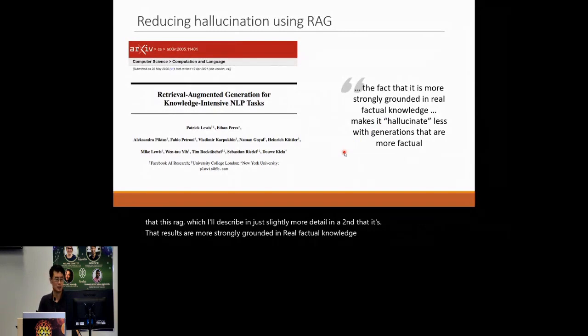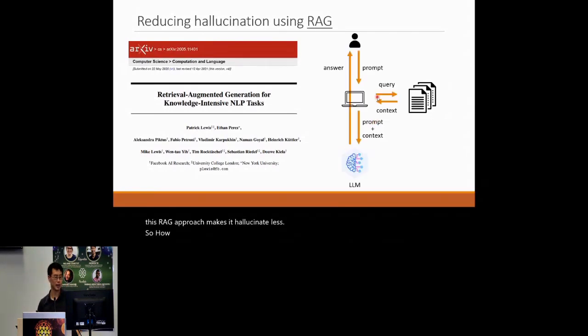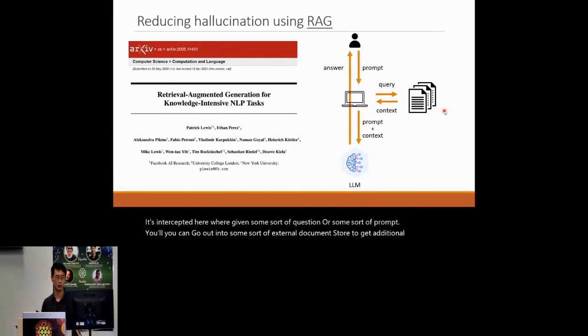And these RAG models, or this RAG approach, makes it hallucinate less. So how does RAG work? Instead of the user going directly to the LLM, it's intercepted here, where given some sort of question or prompt, you can go out into some sort of external document store to get additional information relevant to that query. And that is provided in the prompt context. So this is so-called in-context learning, and that essentially makes the LLM better.